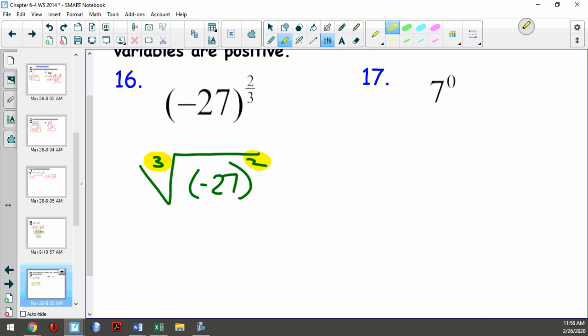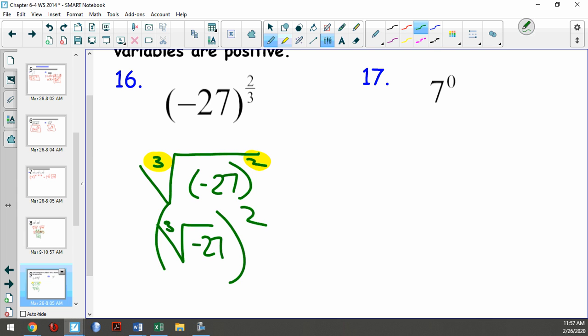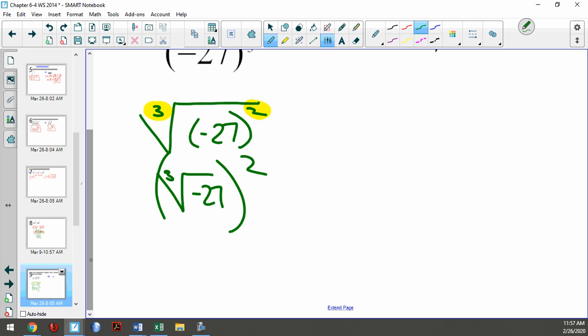So, do I want to take the cube root of negative 27 where I'm going to get a smaller number, or do I want to take negative 27 and square it where I'm going to get a larger number? Which would you prefer to do first? Take the cube root of it. So we're going to take the cube root of negative 27 first, and then we're going to square that number. What is the cube root of negative 27? What number multiplied by itself 3 times is negative 27?